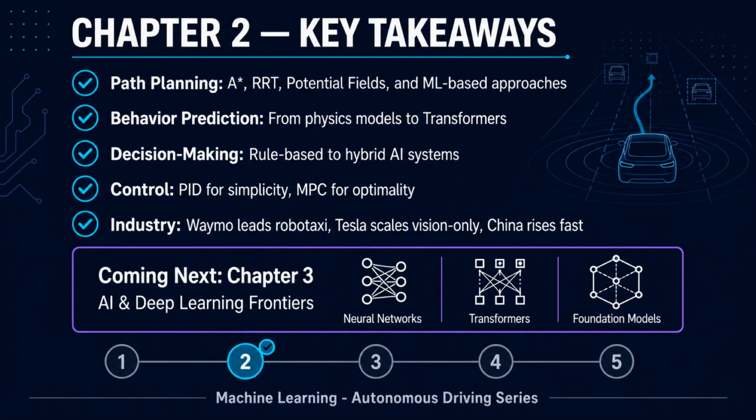On the industry side, Waymo leads in robotaxi safety and operations. Tesla is scaling vision-only autonomy across a large consumer fleet. And China's ecosystem is growing rapidly, with Baidu Apollo Go among the largest robotaxi services worldwide. In Chapter 3, we'll dive into the AI and deep learning frontiers powering the next generation of autonomous driving, including vision transformers, foundation models, and world models.